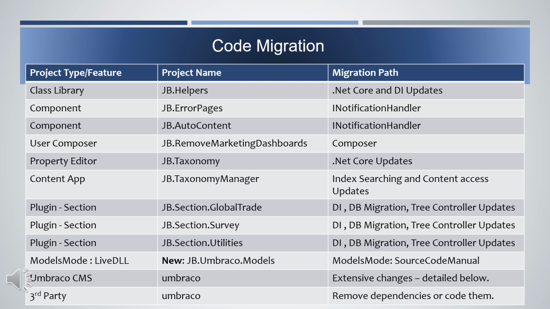The video covers the issues and solutions for migrating the various types of projects in the sample site used for the migration: the Umbraco CMS project, plugins, components, property editors, content apps, and class libraries. Some general migration tips are listed.